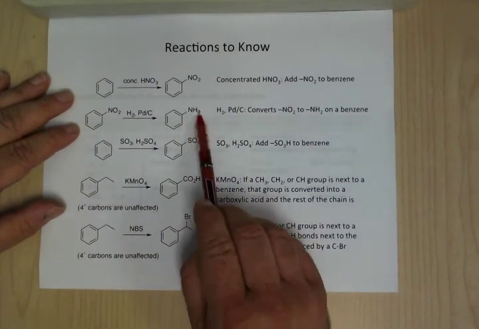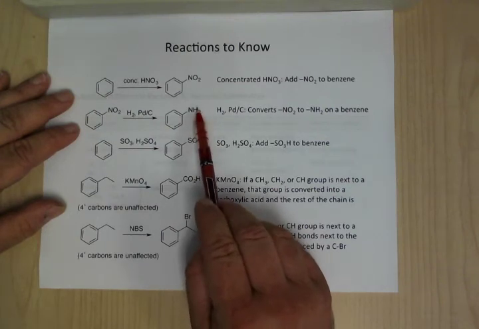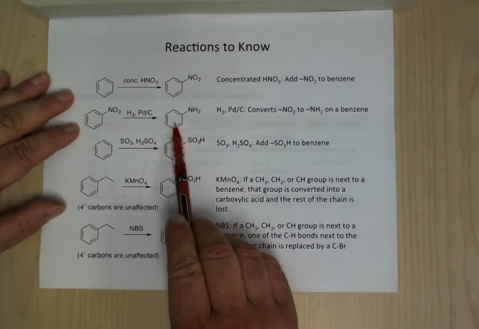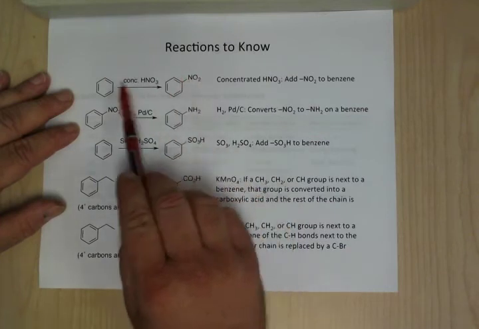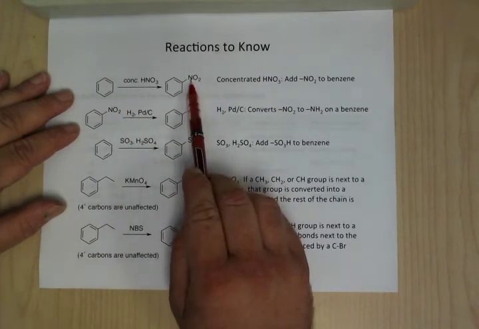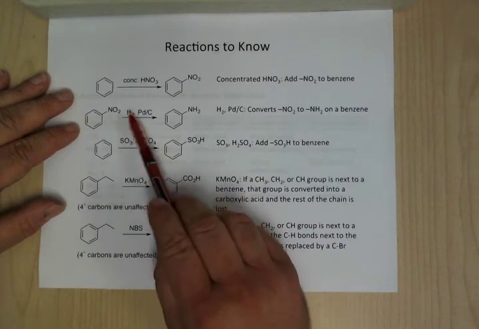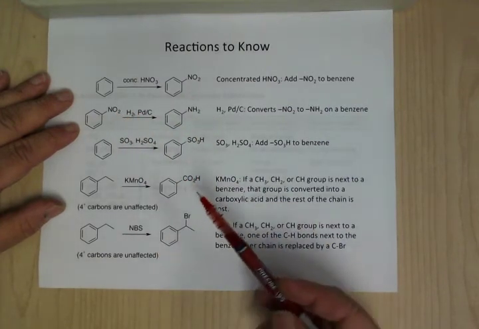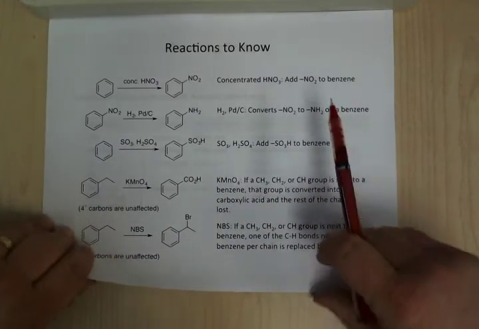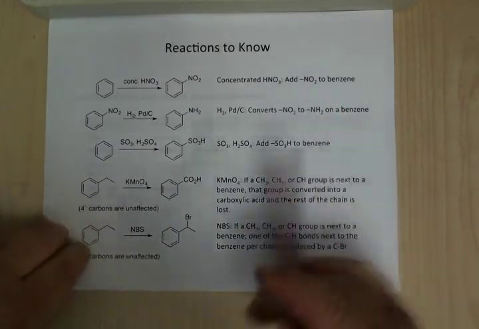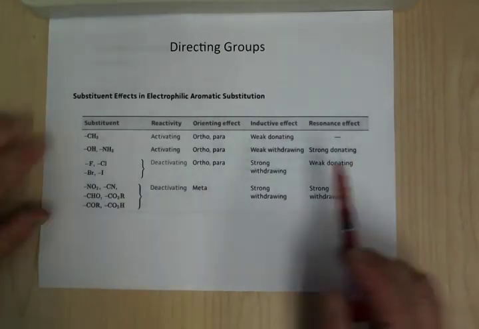This is the only way you can get an amine on there. So you can't go directly from here to here. You have to go through this nitro intermediate to get the nitrogen in place, and then you can replace the NO bonds for NH bonds. So you have to sometimes do that. And again, we talked about CHEM3120 and NBS earlier. So like that. So now for directing groups.